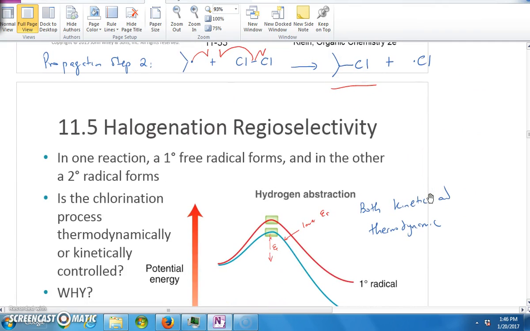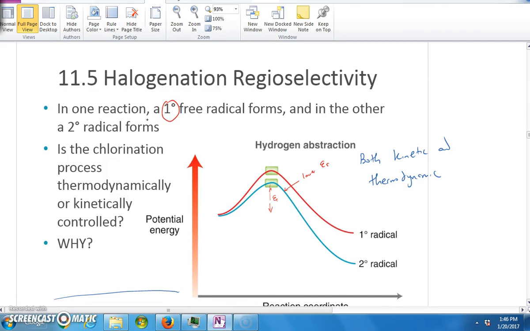Now, in one reaction a primary free radical forms, and in the other a secondary radical forms. And because the secondary radical is more stable, you can see that it is formed by a lower activation energy. If you look at the activation energy for the formation of the primary, you know that it's going to be much greater. So the secondary radical is formed by a much lower amount of activation energy.